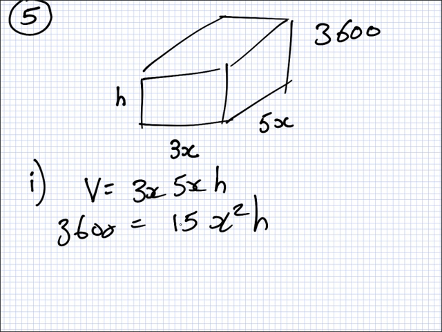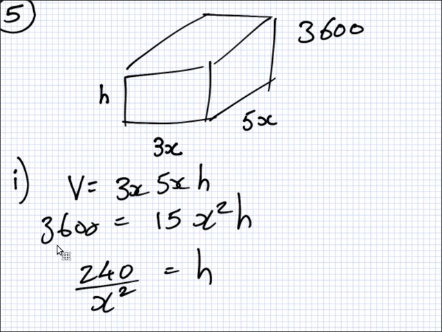Abir, does 15 go into 3600? Can you do 3600 divided by 15? Does that work? Yeah, it's 240 over x squared. So it's 240 and then you divide by x squared and that gives you the h. 1 mark? 2 marks? 3 marks. No, sorry, 2 marks. Yeah. 2 marks, okay. That's okay.